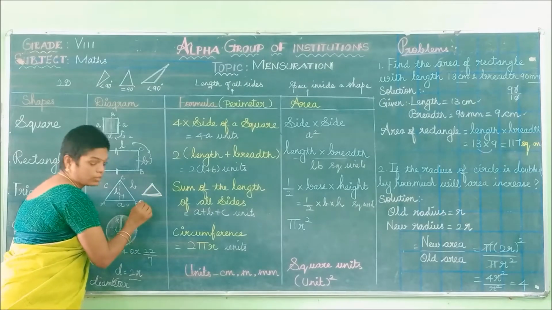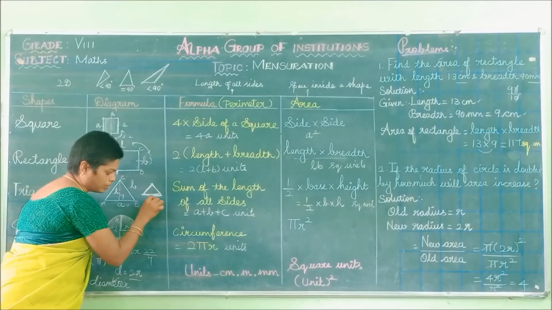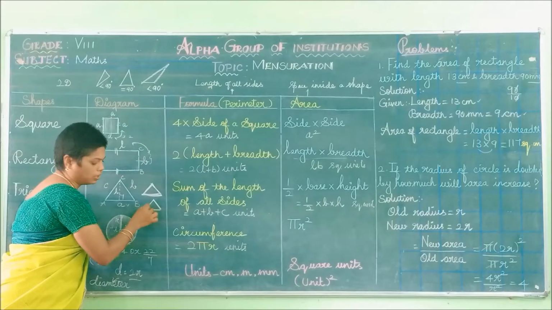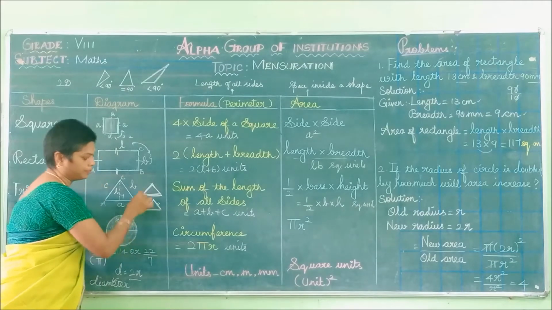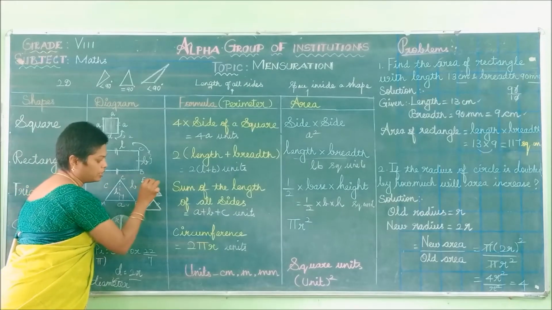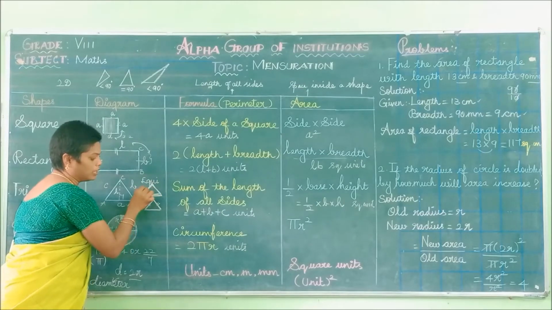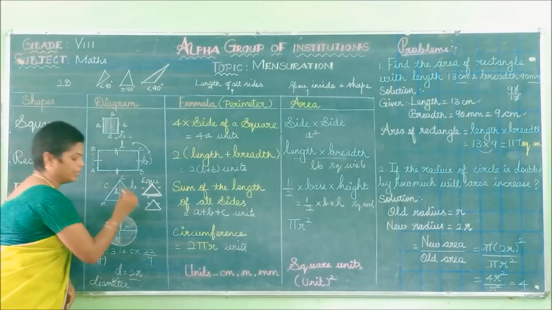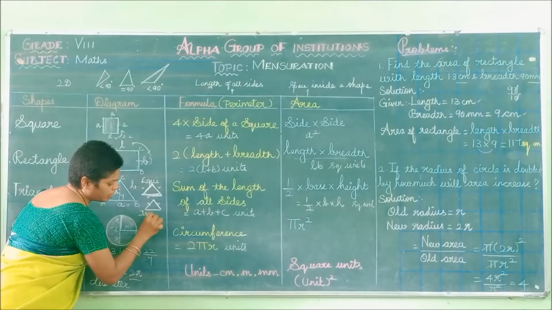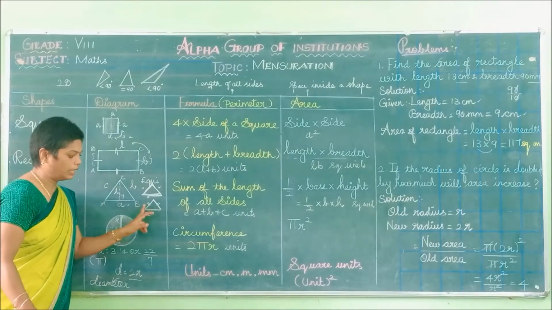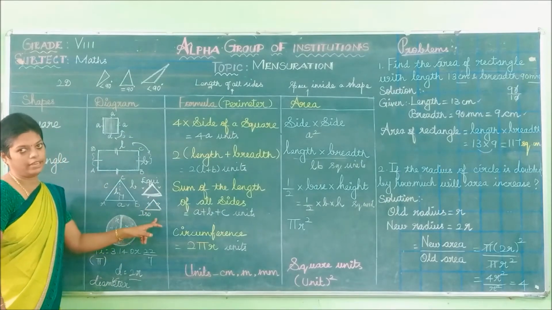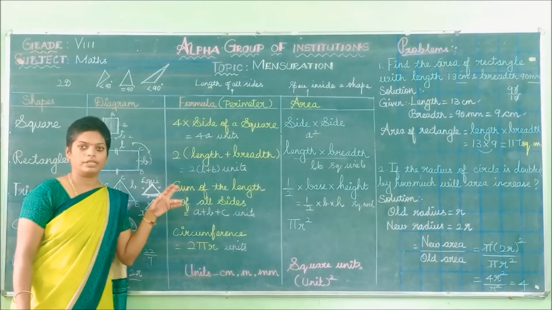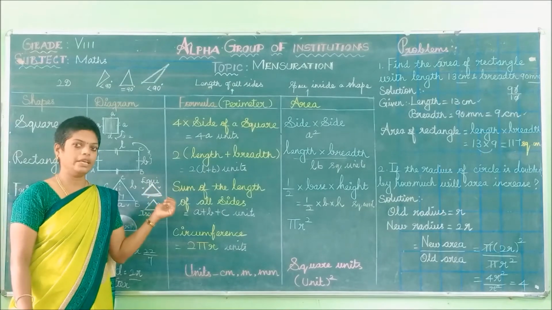But if it is isosceles, two sides will be equal, and the base will not be the same as those. These two sides will be equal. Equilateral means all the sides will be equal, but in an isosceles the other two sides will be equal and this side will not. For the scalene, all the 3 sides will be different.